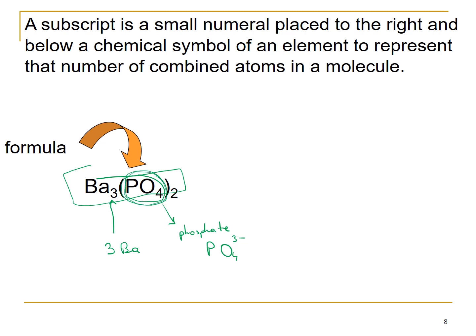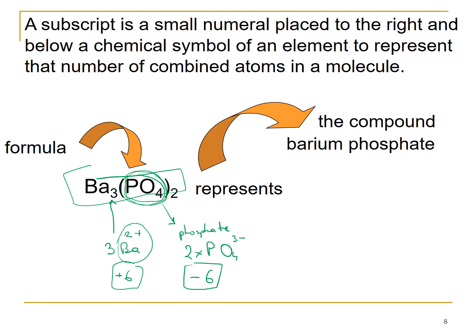And if you have the 2 outside of the parentheses, it means you have 2 of these ions together with 3 barium ions, and the barium is in group 2. Each barium has a positive 2 charge, and if you have 3 barium ions, then that's plus 6. If I have 2 phosphate ions, that's negative 6. So together the charges make it 0. The compound overall is charge free. Subscripts, again, these subscripts tell you how many of each species you have in the molecule.